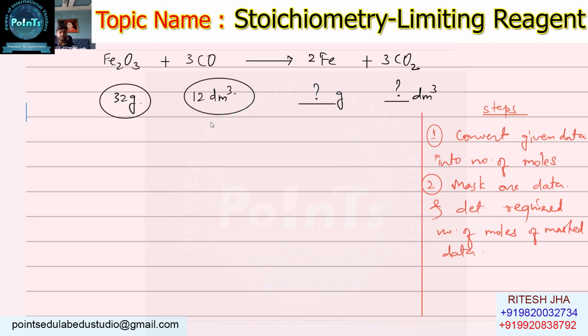So what did I say over here? First step is convert the given data into number of moles. We are given the mass of Fe2O3. What is the mass of Fe2O3? 32 gram. We can determine the molar mass of Fe2O3, that is 160. It is easily determined. You can just add the atomic masses and you get the value, right? I believe all of you are comfortable with determining the molar masses, right? So now when we have mass and molar mass, you know how to determine the number of moles. What is the formula for determining the number of moles? Mass over molar mass.